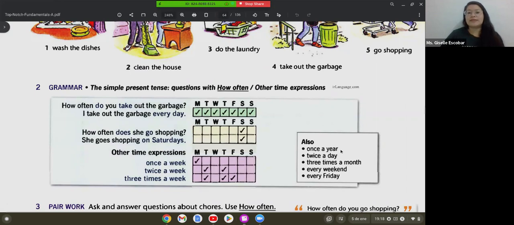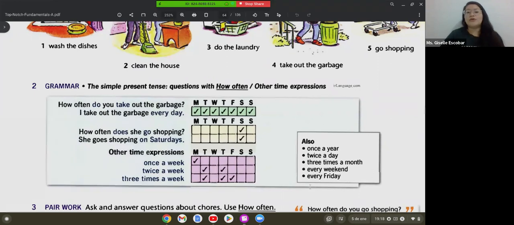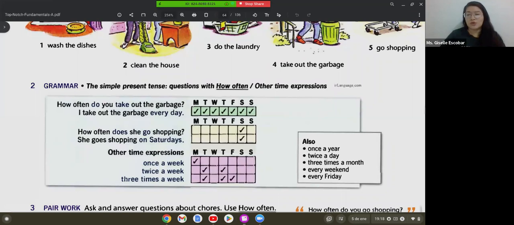What is the meaning of that? Una vez al año. Twice a day. 3 times a month. Every weekend. Every Friday. So, once a year, una vez al año, twice a day, 2 veces en el día, 3 times a month, 3 veces al mes, every weekend, cada fin de semana, every Friday, cada viernes. So those are some of the expressions that we can use.